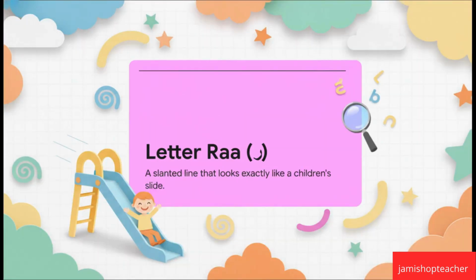Moving on, the next letter is Ra. Take a look at this shape. What does it remind you of? Well, our educational sources compare the letter Ra to a curved line that looks exactly like a kid's playground slide. Suddenly, learning to write isn't this intimidating chore anymore. It's a familiar, totally engaging concept. You literally just let your pen slide down.